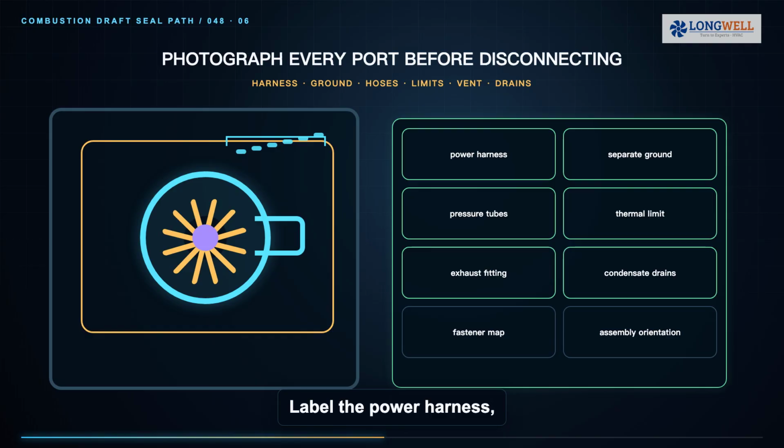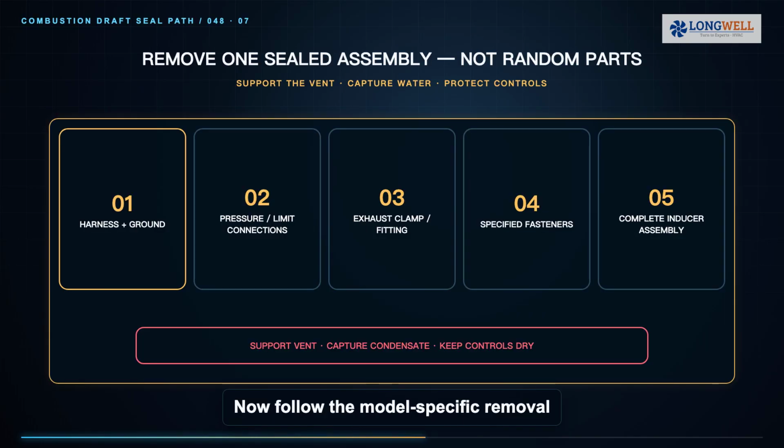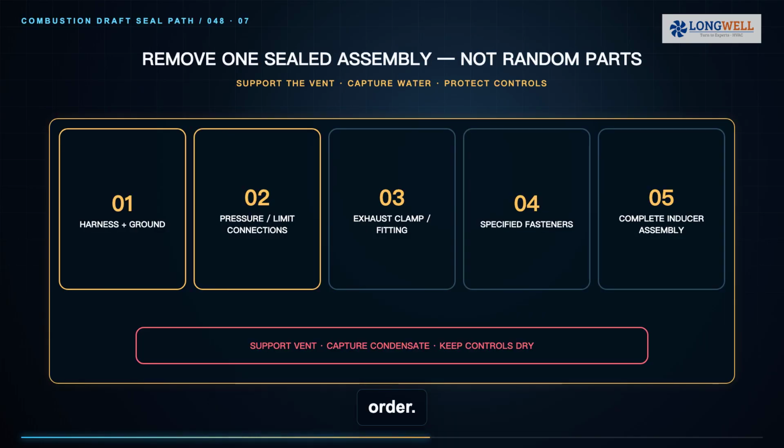Label the power harness, separate ground, pressure switch tubing, condensate connections, exhaust fitting, thermal limit or switch assemblies, and every mounting point. Record hose routing and orientation, do not trust color or memory. Support the exhaust connection and nearby tubing so removing the inducer does not crack a fitting or distort the vent. Now follow the model-specific removal order.